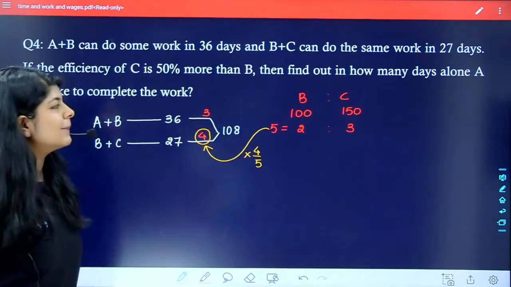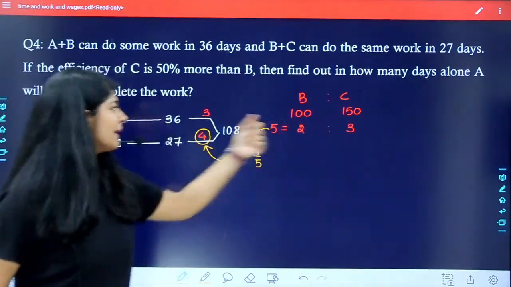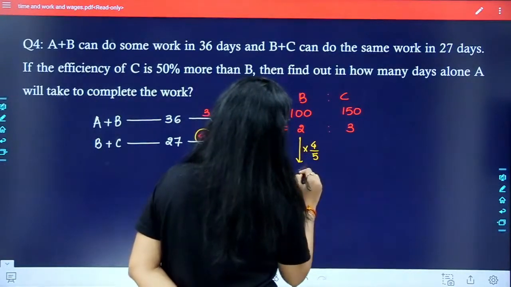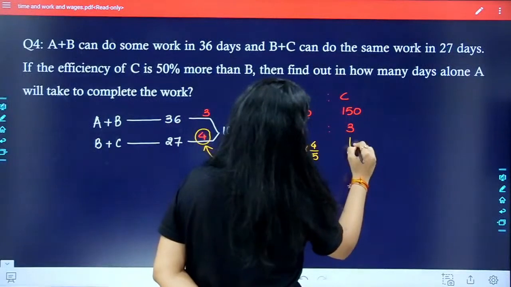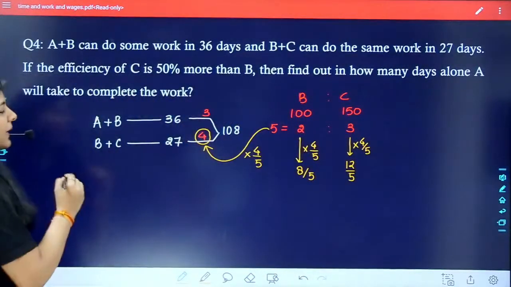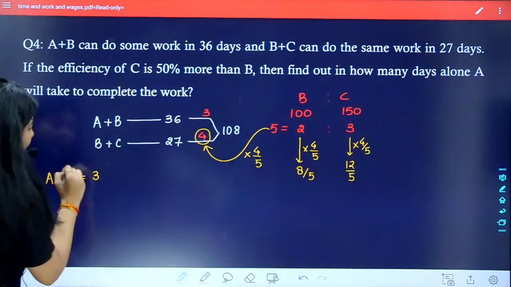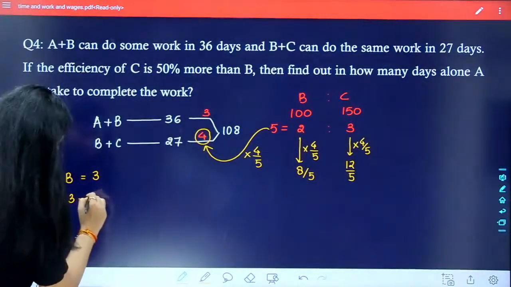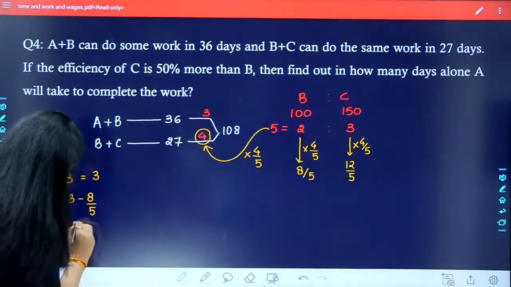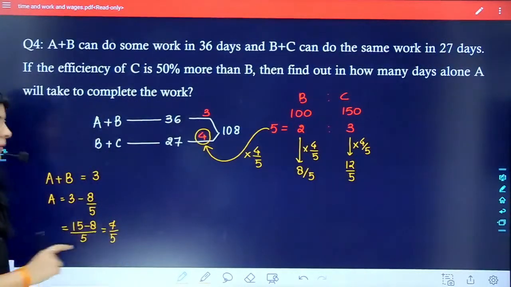Now with the help of this multiple, we can easily identify the individual efficiency of B and C, and as I get the efficiency of B, I can easily determine the efficiency of A as well. So the efficiency of B is equal to 8 by 5 and the efficiency of C is equal to 12 by 5. The total efficiency of A and B is equal to 3, but the efficiency of B is 8 by 5. From this I can easily calculate the efficiency of A, which is 3 minus 8 by 5, that means 7 by 5.